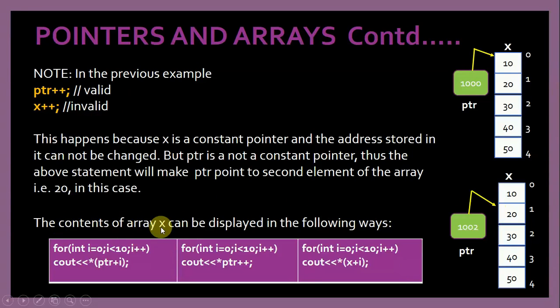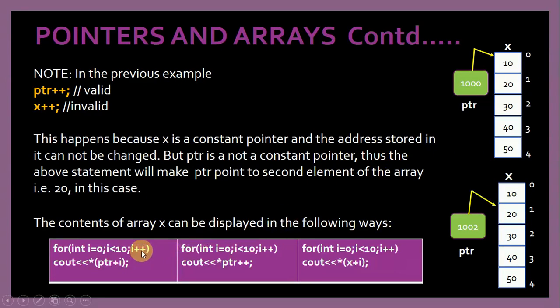Now the content of the array x can be displayed in the following ways. We can say for (int i = 0; i < 10; i++) cout << *(ptr + i). In the beginning i will be 0. This will become *ptr, and ptr is pointing to the first element of the array, so it will display 10. When i is incremented, this will become ptr + 1. When 1 is added to ptr, actually 2 bytes will be added to it and ptr will start pointing to the second element, and *(ptr + 1) will display the content present at this position, that is 20.